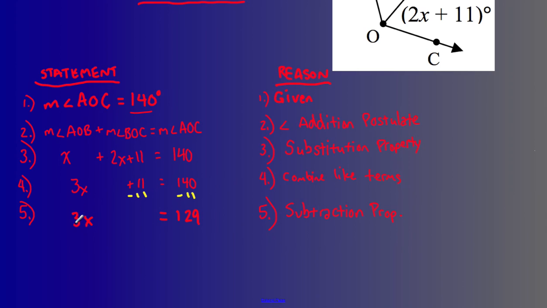Okay, we're almost there. Again, our goal is to get this x by itself. The last thing we need to do is divide both sides by 3. So divided by 3, divided by 3. And what we get is x equals 43. And the reason we can go from here to here is that division property.